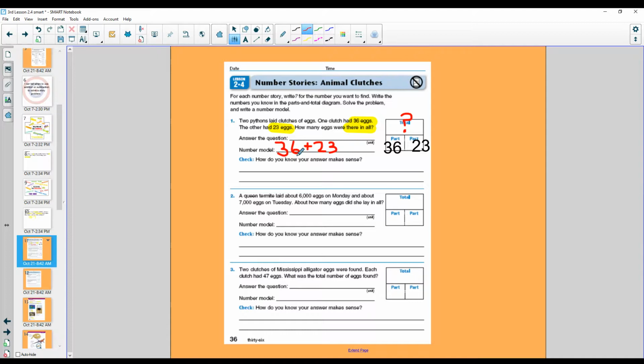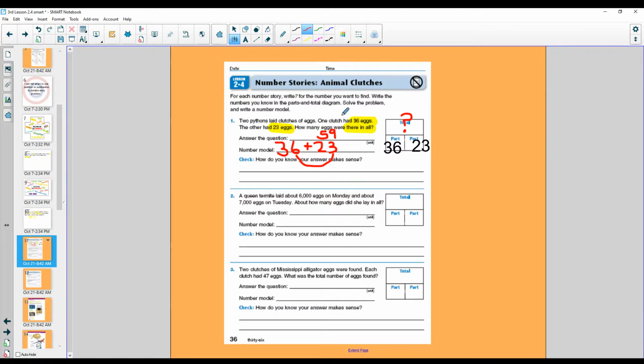All right. I don't know about you, but I can't add like that. Maybe I can add the ones. 6 plus 3, 6, 7, 8, 9. Okay, so I get 9. And then I get 30 plus 20, 30, 40, 50. I get 59.